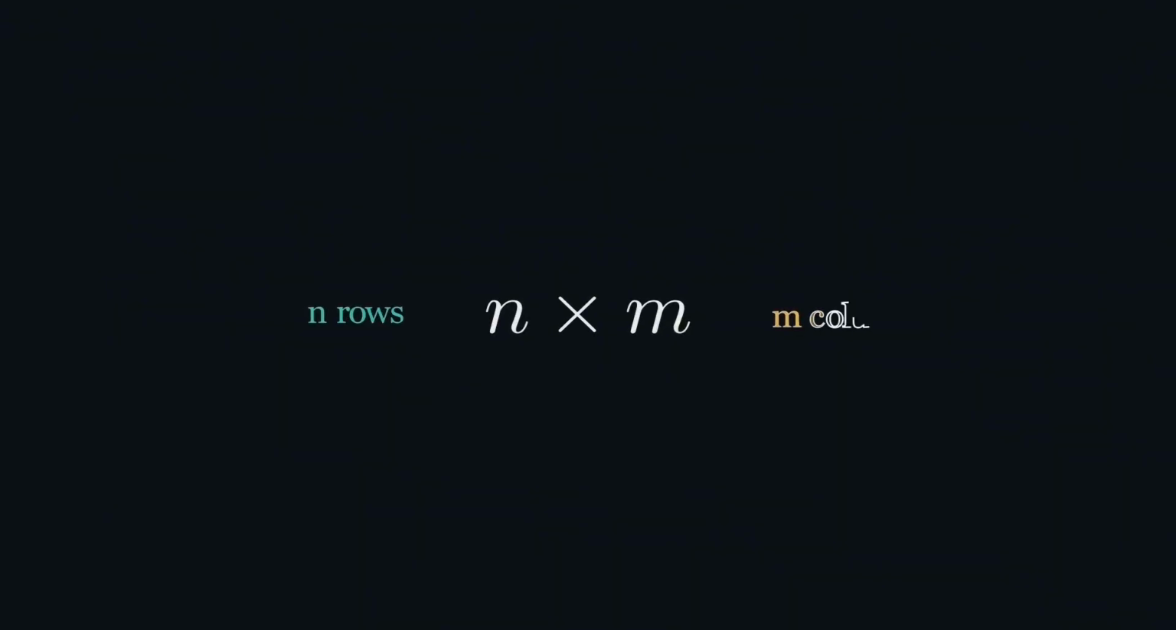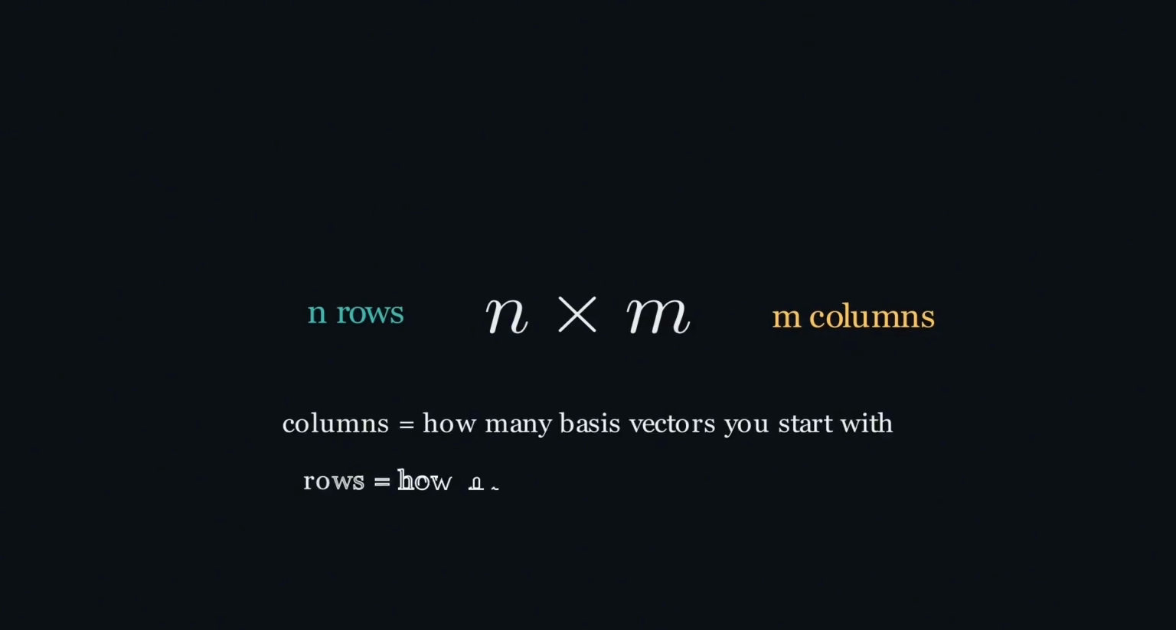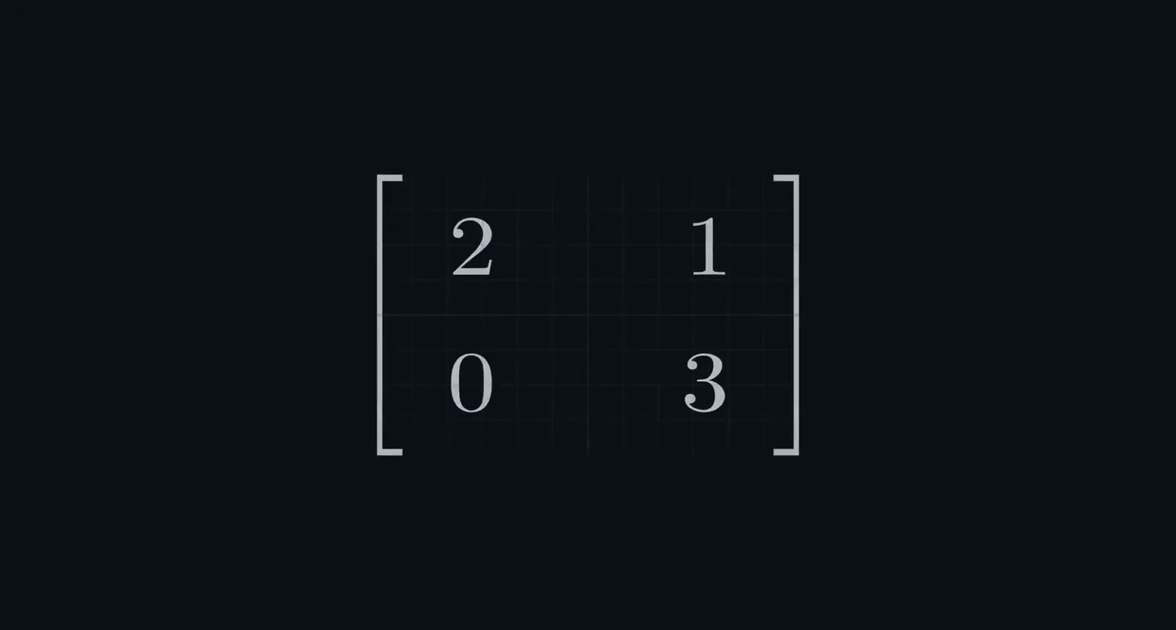We label a matrix's size as n by m, meaning n rows and m columns. The number of columns tells you how many basis vectors you started with, and the number of rows tells you how many coordinates each one needs after the transformation. A grid of numbers is a surface level explanation of what a matrix is. In reality, they describe the way space shifts as a result of linear transformations.